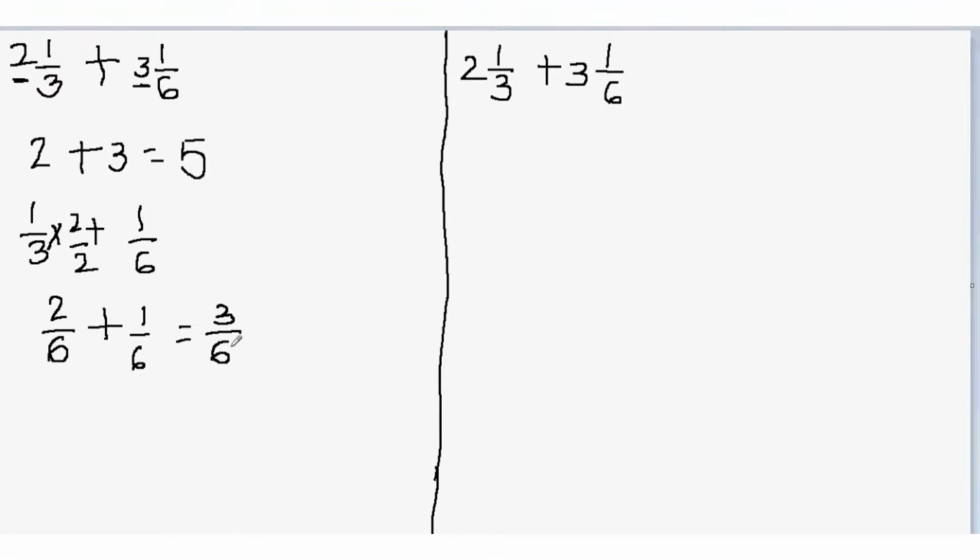Now what do you see in this? 3/6 is not in the simplest form, so we can reduce it. We can reduce it by dividing it with a number which is divisible by both 3 and 6. So let's begin with 2. 6 is divisible by 2, but 3 is not divisible by 2. So we can't divide the fraction by 2.